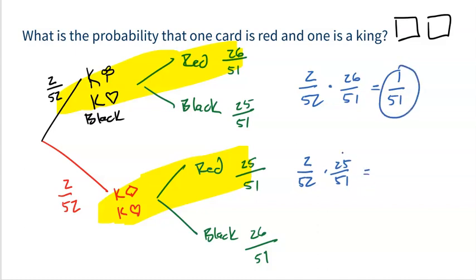And this next one, again, 2 out of 52 times 25 out of 51. And that's going to be a much uglier fraction, but it's still a fraction nevertheless. You could leave a decimal, I'd be okay. But 25 out of 1,326. Now again, I got to add these together, right? Because either one of these options is going to make me happy. Either I get the black king with the red card or a red king with the red card. But either way, I still end up with the red card and king. That's all the question asked about. So I'm going to add these previous two answers together.